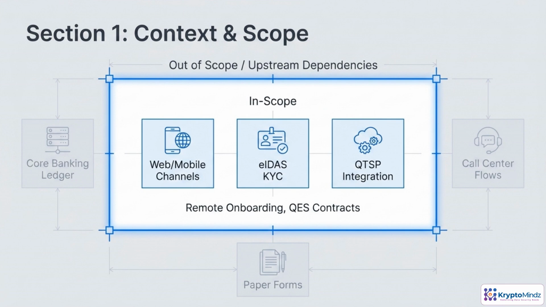The context and scope section is where you anchor the whole eIDAS initiative. You spell out the business problem, like enabling remote onboarding and qualified electronic signatures for banking, and you specify which channels, countries, and customer segments you're targeting. You also frame the regulatory landscape, eIDAS, AML, and KYC rules, plus internal policies. Finally, you draw a clear boundary around what's in scope, what's excluded, and which systems or partners you depend on to succeed.